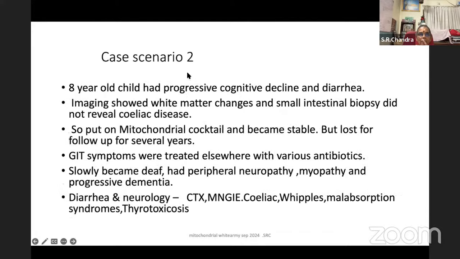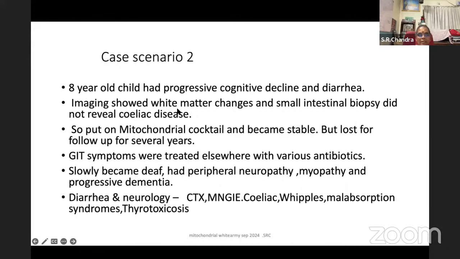So next is an 8-year-old child. This is the third child. First we saw Leigh. Second we saw the progressive external ophthalmoplegia and combined myasthenia. Now this is the third case. An 8-year-old child had progressive cognitive decline and diarrhea. So she presented to us at that time when she was 8 years old.